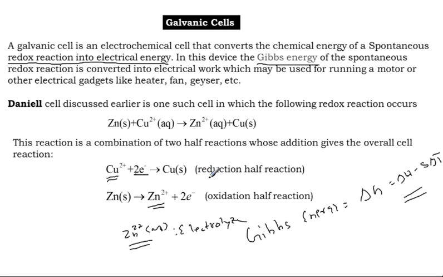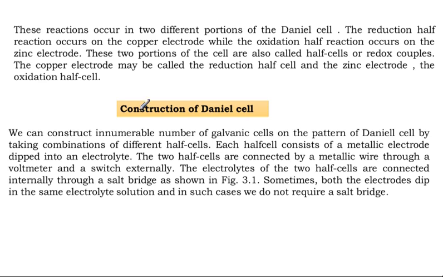So one couple is known as the reduction half reaction, the other one is the oxidation half reaction. Then the combined couple is known as a redox couple. The redox couple can be separated into two half reactions, that is reduction and oxidation. Reduction conventionally occurs on the right side electrode, oxidation on the left side electrode, and due to oxidation the electrode becomes negatively charged, and the cathode, that is the reduction electrode, becomes positive. Okay, we'll continue. So these reactions occur in two different portions of the Daniell cell, and the reduction half reaction occurs on the copper electrode, while the oxidation half reaction occurs on the zinc electrode. What we have discussed, everything is given in this paragraph.